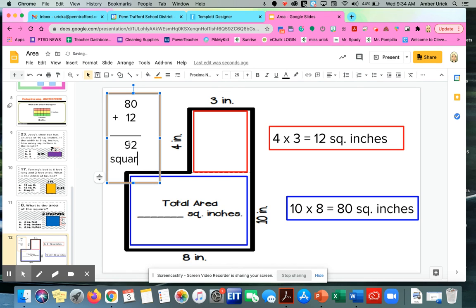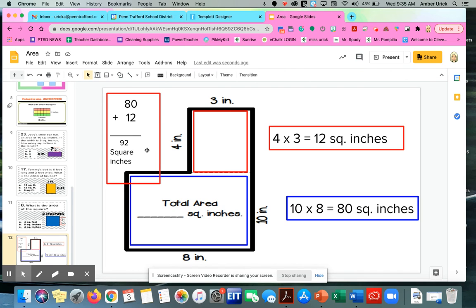92 square inches. I hope that's what you said. 92 square inches. There we go. 92 square inches is, I'll make it red so it stands out for us, the total area of the black figure. So if you check out the red shape here is just 12 square inches. The blue shape here is just 80. But if I put them both together, I get 92 square inches.